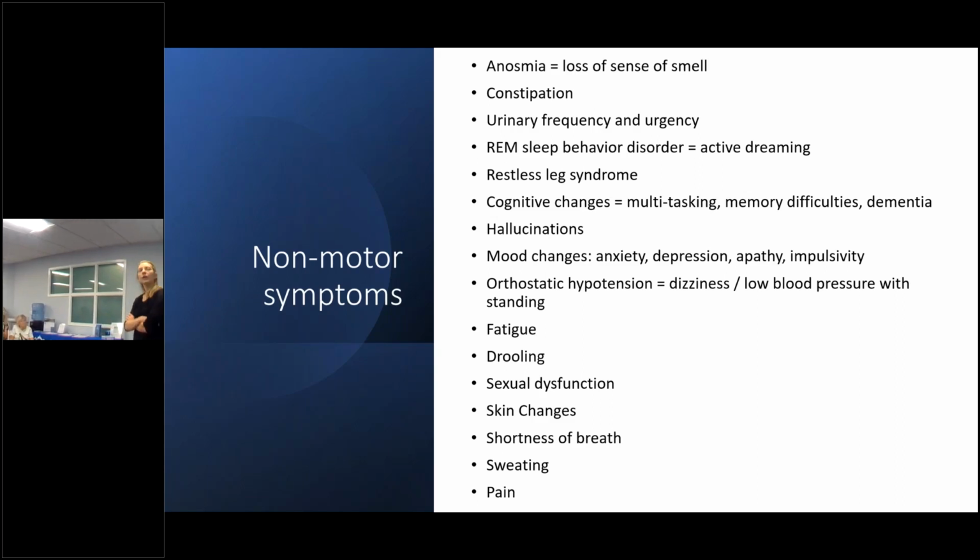It's tricky. REM sleep behavior disorder, active dreaming. A bear is chasing you. You're fighting in the middle of the night. You're waking up in a fight with the lampshade, right? Things like that. Now, is REM sleep behavior disorder exclusive to Parkinson's? No, no. It can occur in other entities, and you can just have REM sleep behavior disorder and never have Parkinson's. So again, it's complicated.